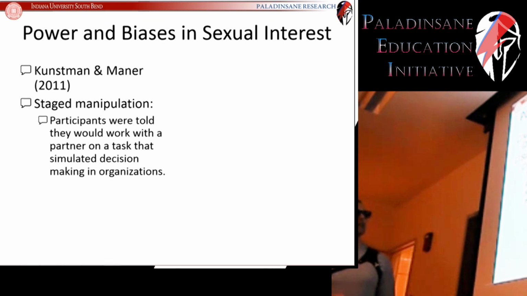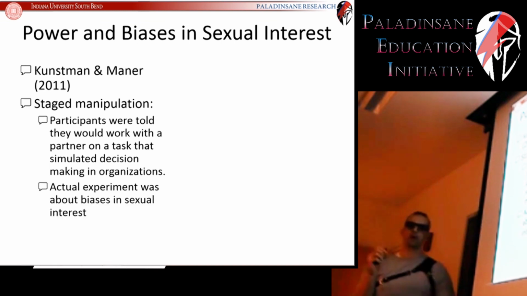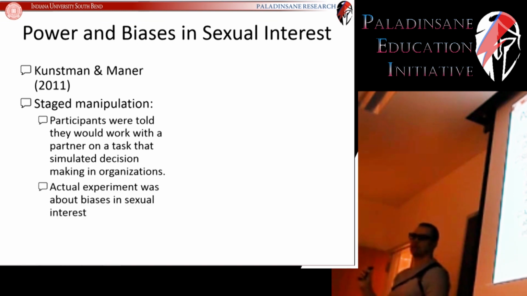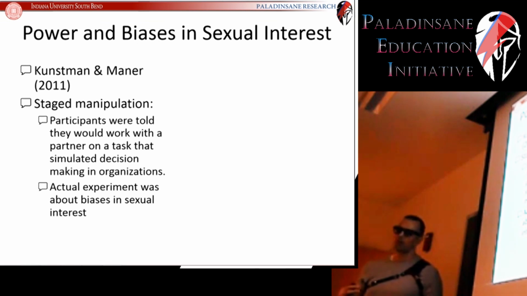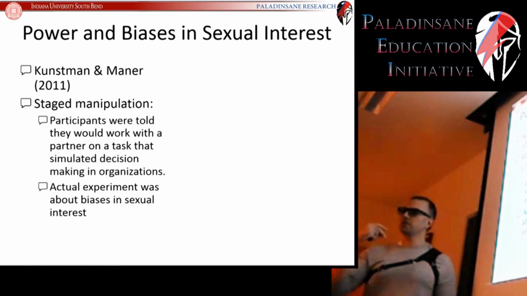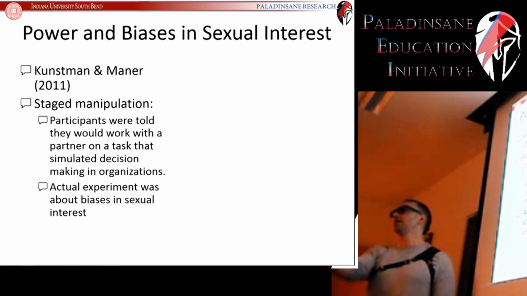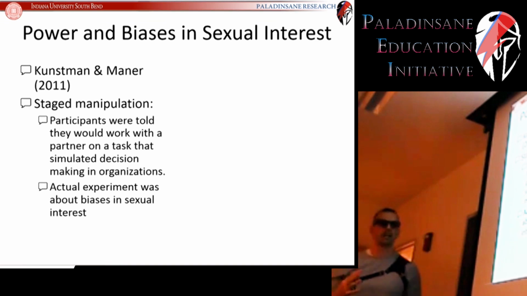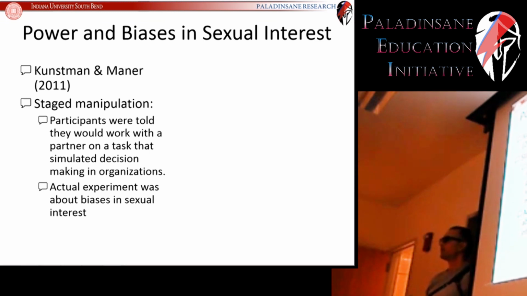So they were told again that they would work with a partner on that task. The actual experiment, though, was about biases in sexual interest. They actually wanted to know what affects how interested you perceive somebody else to be in you. And I'll mention that again because there's a lot of things going around, right? So sexual interest is kind of multi-layered.